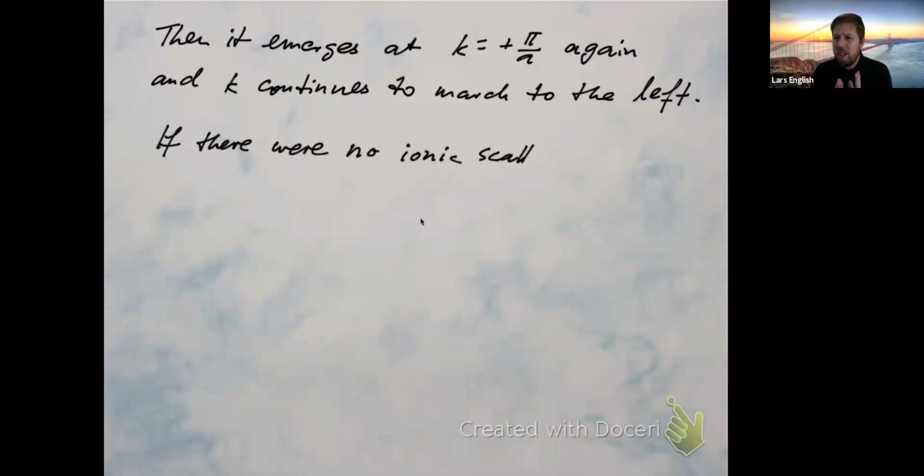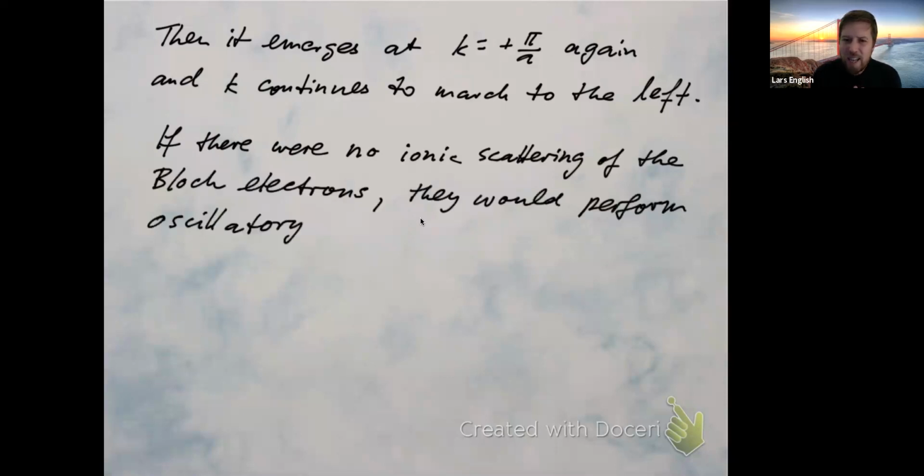What you see here, perhaps, is that we get oscillatory motion. As we're zipping around, we go all the way to the left of the first Brillouin zone and then emerge back on the right and keep going to the left, emerge back on the right, keep going to the left. And as we traverse that, sometimes the velocity will be positive and other times it will be negative. So we have this oscillatory behavior in real space.